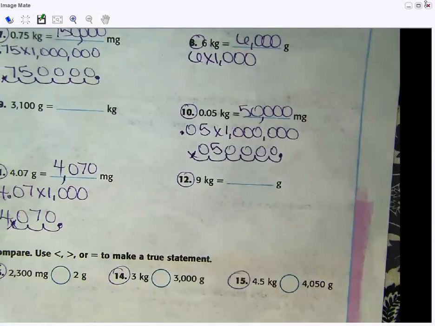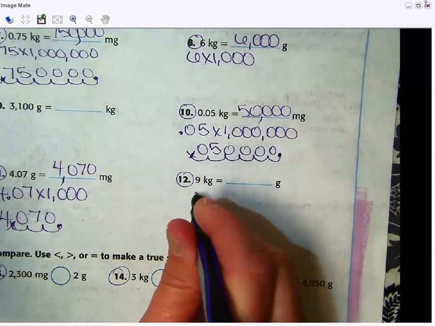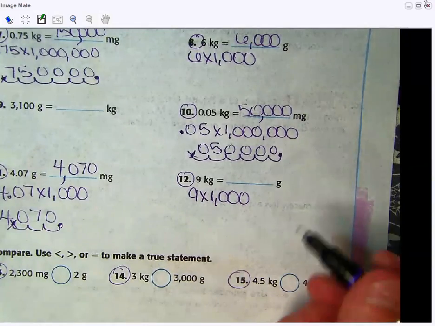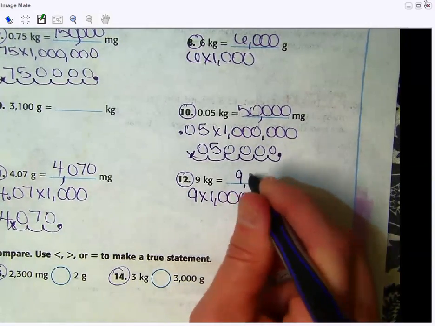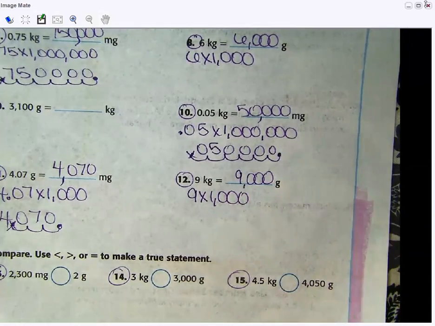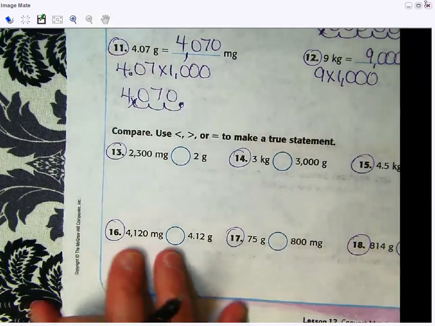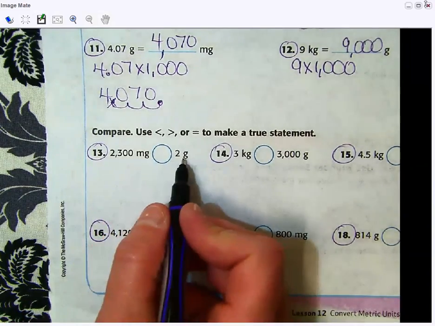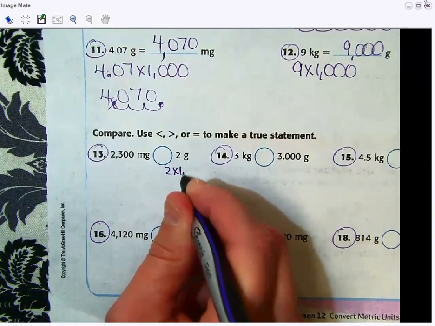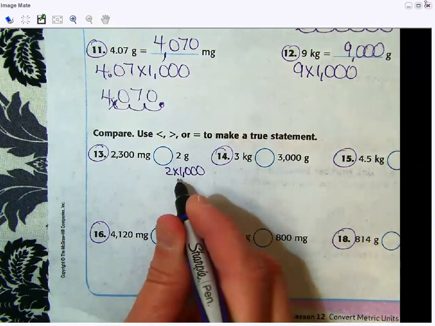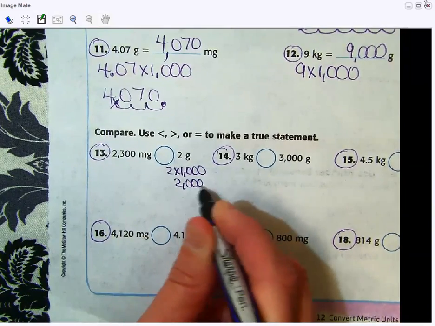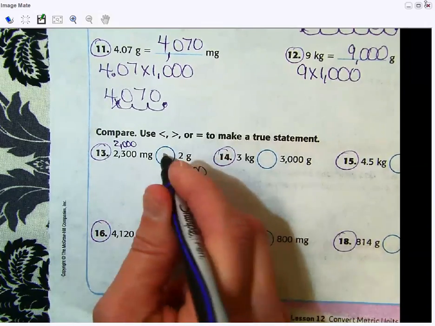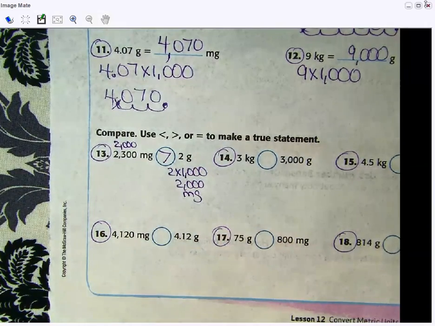Okay, number 12. 9 kilograms is equal to how many grams? So again, multiply it by 1,000 because 1,000 grams in a kilogram. So we have 9 kilograms is equivalent to 9,000 grams. So now we get to convert and then compare. So we have 2 grams multiplied by 1,000 milligrams, and we have 2,000 milligrams compared to 2,300 milligrams. And we know 2,300 milligrams is greater than 2 grams.